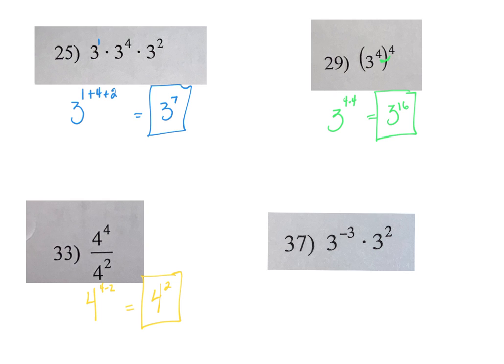And then my last one is actually an application of 2 of my rules. The first application is I am multiplying like bases, right? So I need to add those exponents. 3 to the negative 3 plus 2. What is negative 3 plus 2? 3 to the negative 1.